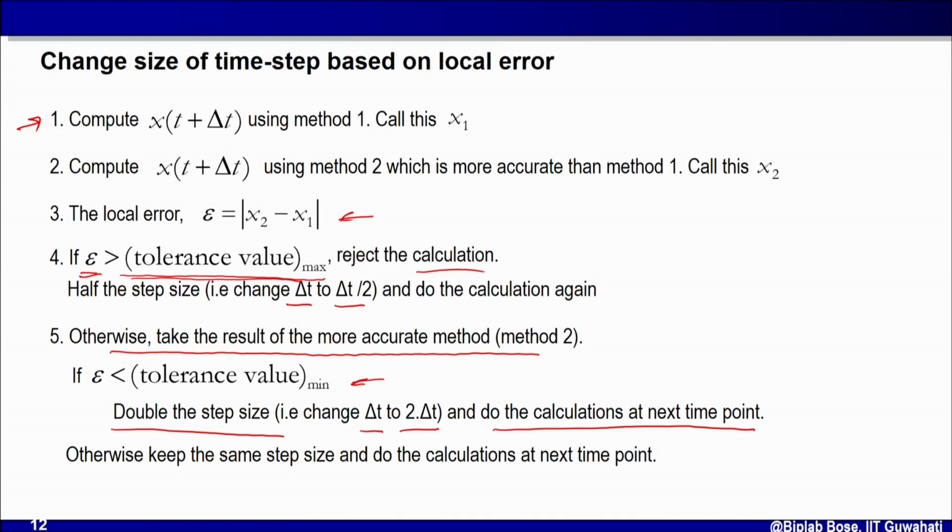Now you move to the next time point and do the same calculation and use the same logic from 1, 2, 3, 4 and 5 and calculate the value of x. So what we are doing here is that depending upon the error, whether the error is big or whether the error is small, we are changing the value of delta t. Whether the error is big or small is decided by the user who decides the tolerance limit. So as I said, I can say I want the error to be between 10 to the minus 8 and 10 to the minus 6.